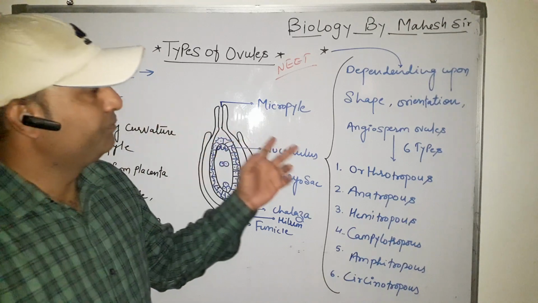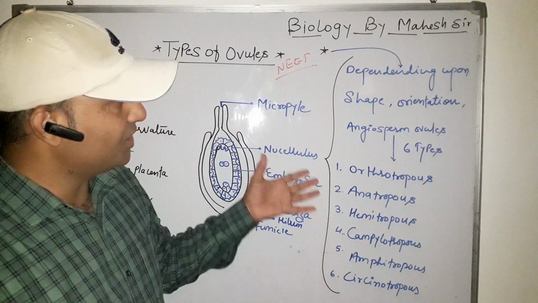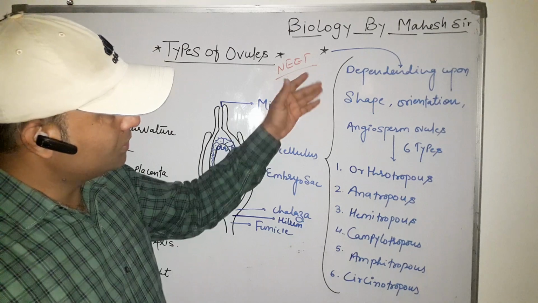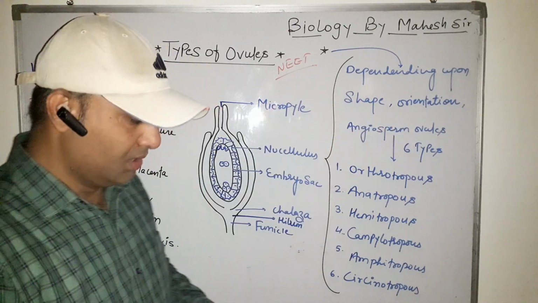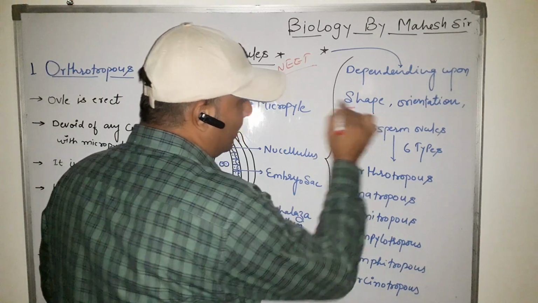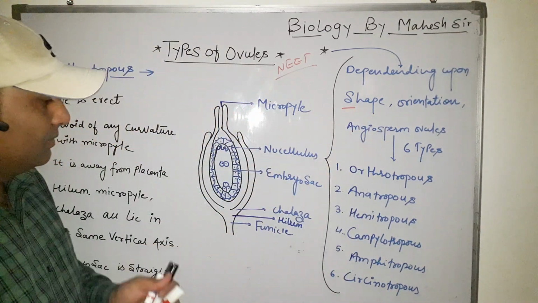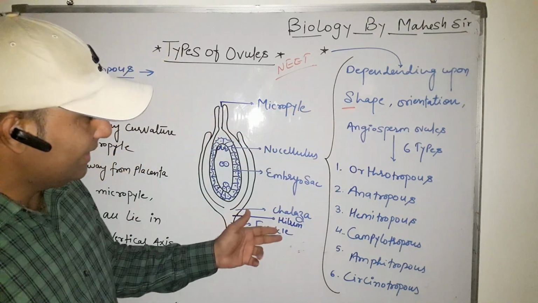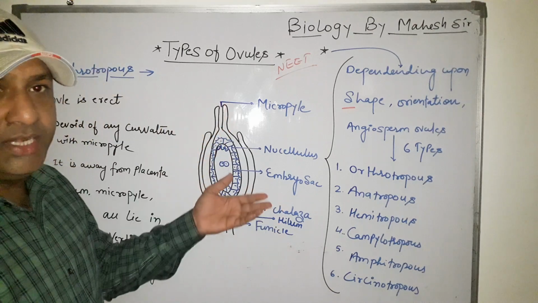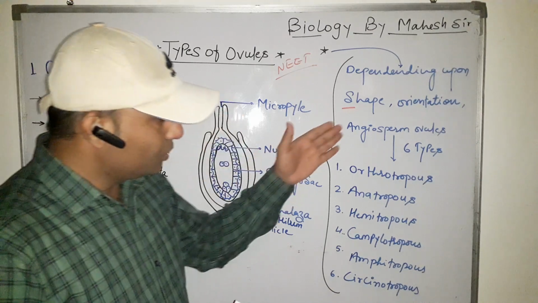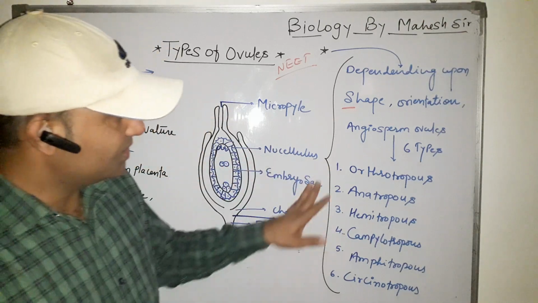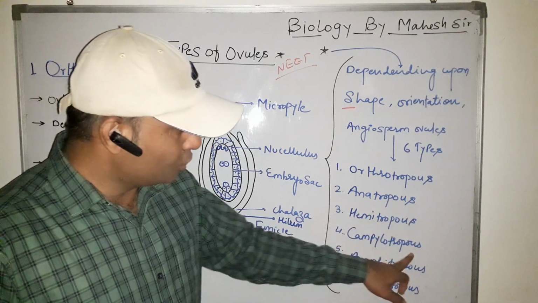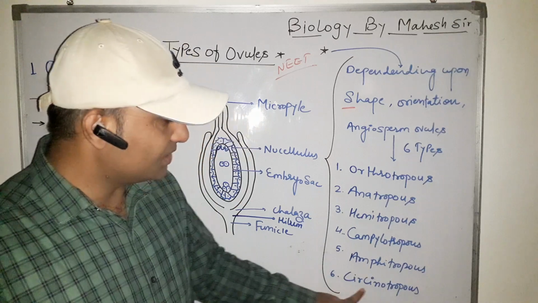Now first of all, what is the basis of classification of ovule in angiosperm plants? The basis of classification of ovules depends upon the shape and orientation, that means the shape of chalaza, the shape of micropyle, then funicle, hilum, and then position and orientation, meaning where the funicle, hilum, chalaza and the micropyle are situated and oriented. That time it converts into 6 types. Clear? So first, orthotropous, anatropous, hemitropous, campylotropous, amphitropous and circinotropous.